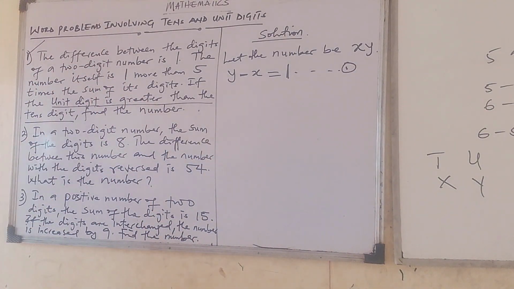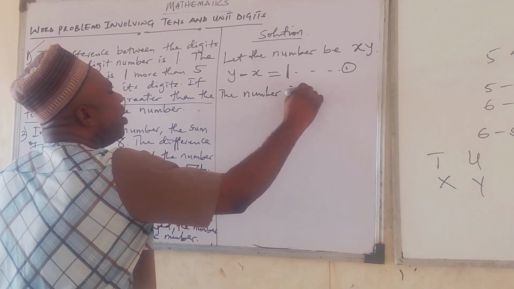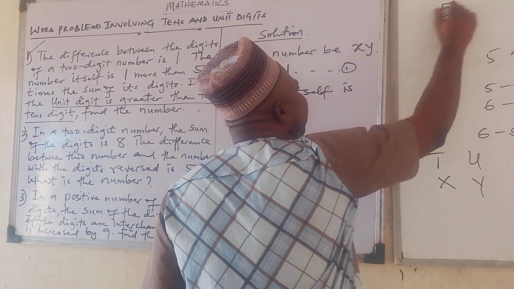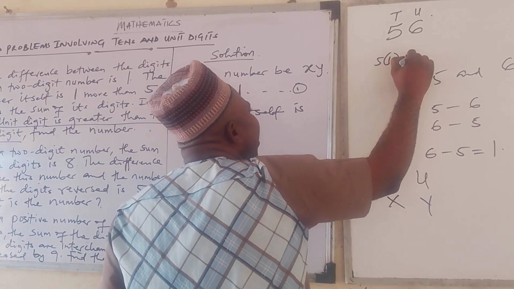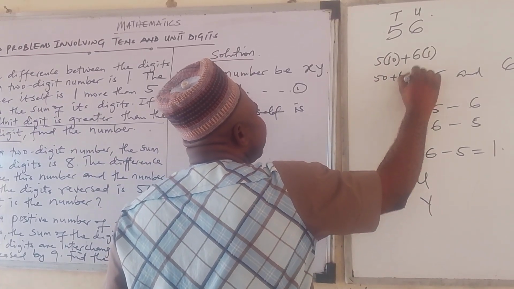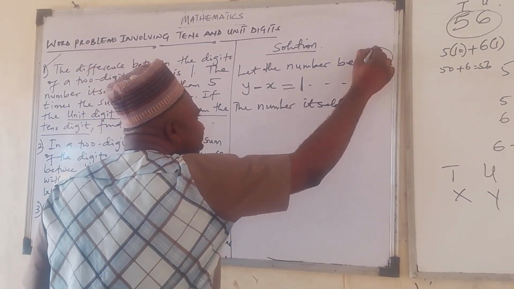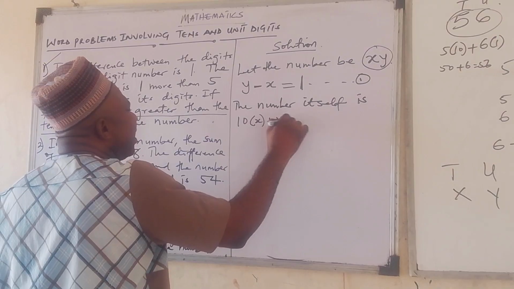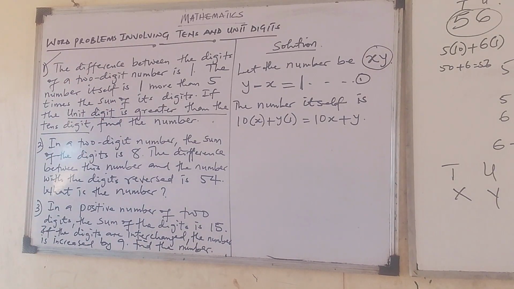Now they said the number itself. Let's look at the number. Remember I told us that when you have the number 56, here we have tens and here we have units. The meaning of this is 5 times 10 plus 6 times 1, that is 50 plus 6, which gives us 56. So if we consider xy, the number will be 10 times x plus y times 1, and that gives us 10x plus y.